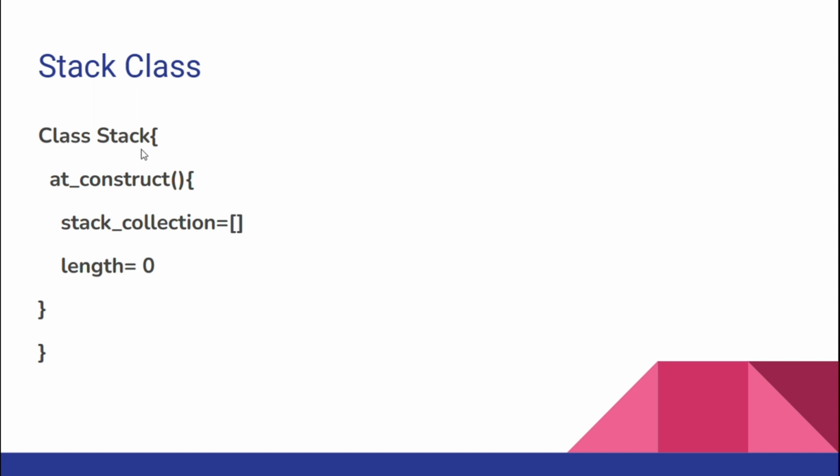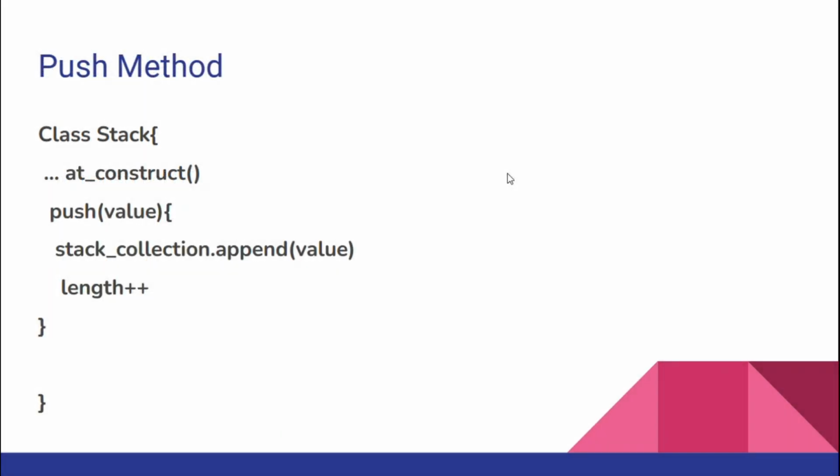First, we create a class for the stack object, and then in the constructor method, that's when the stack class is instantiated. This is what happens. A stack collection is created, and that collection is normally an array. Then a length attribute is also given to it, and at initialization the length attribute is assigned the value of 0. Next we'll be looking at the methods that make up a stack.